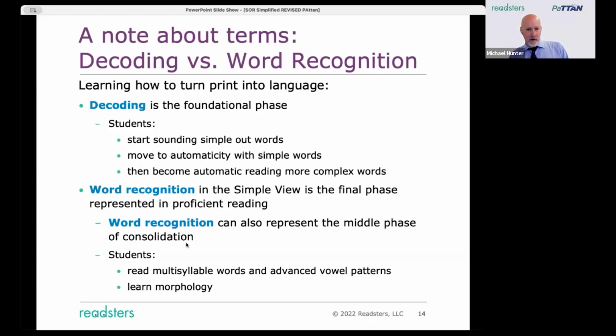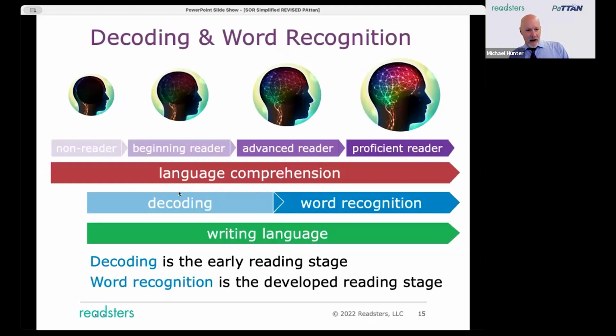So if we go back to my graphic, we're going to see that we've got language comprehension, we've got the word recognition stage, but the early part would be decoding. This is where you're first matching letters and sounds and doing sounding out and developing being able to quickly look at words in print and turn them into language. And then of course, writing will go alongside that. So we're just refining our graphic a little bit there.